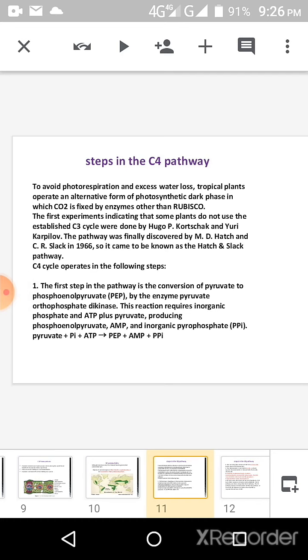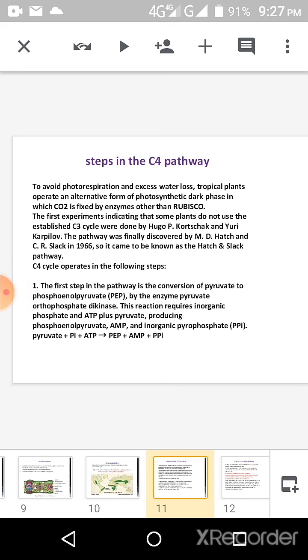The first experiments indicating that some plants do not use the established C3 cycle were done by Hugo P. Kortschak and Yuri Karpilov. The pathway was finally discovered by M.D. Hatch and C.R. Slack in 1966. So it came to be known as Hatch and Slack's pathway. The C4 cycle operates in the following steps.